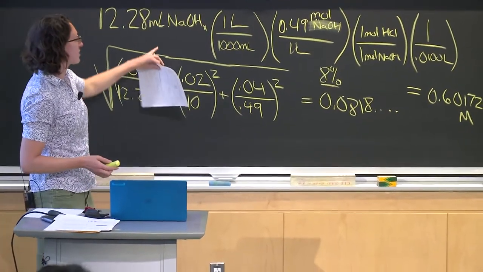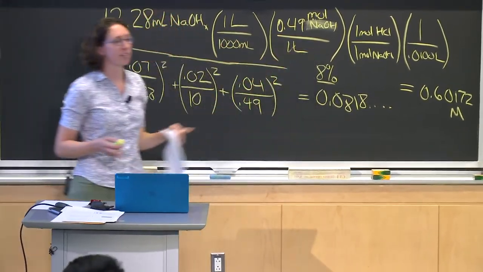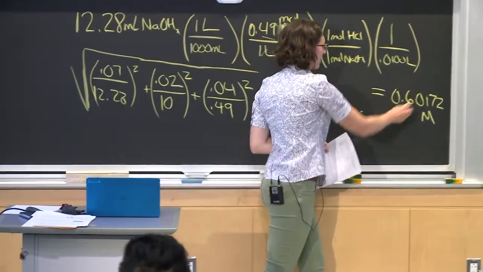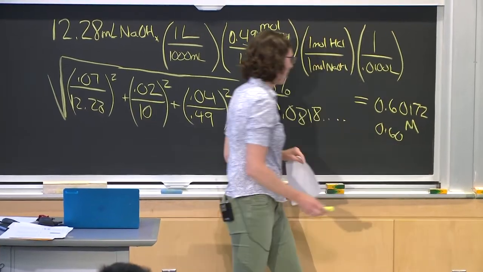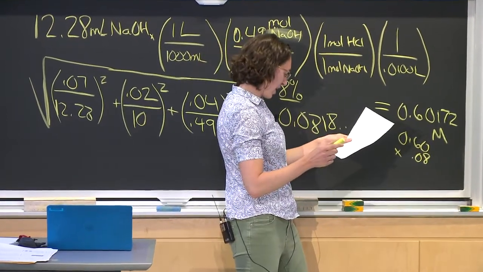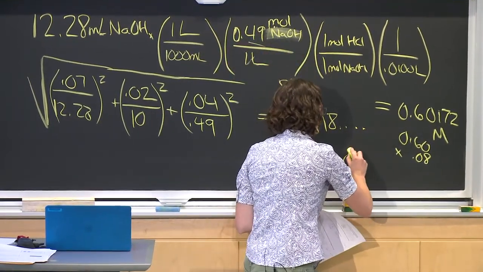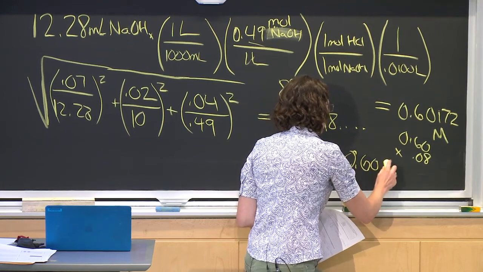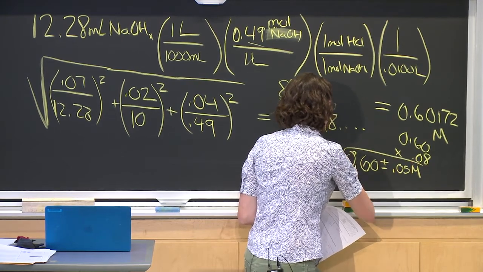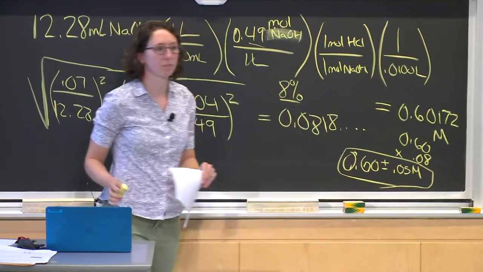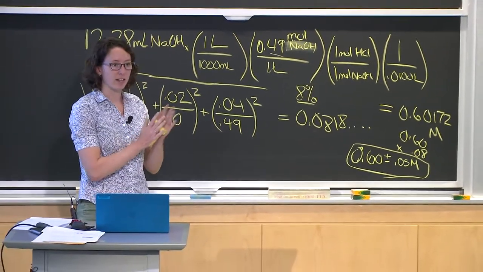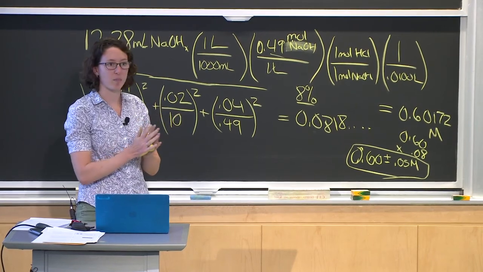And if we go back to our sig figs from before, in this calculation, how many significant figures should our final concentration answer have? 2. So this has 2 sig figs, so we'll round this to 0.060. Then you can multiply that by your 0.08 relative error, and your final answer should look something like this. 0.060 plus or minus 0.005 molar. Any questions about calculating errors and doing error propagation?